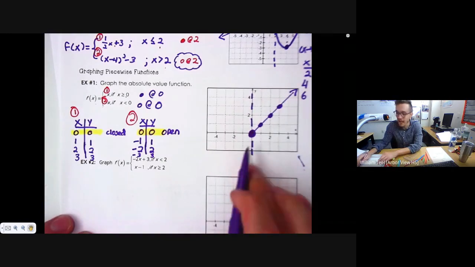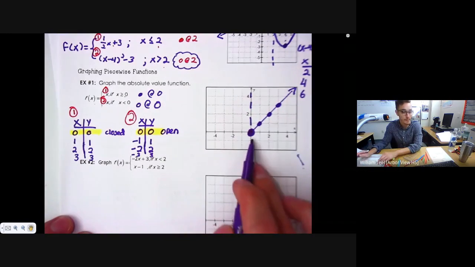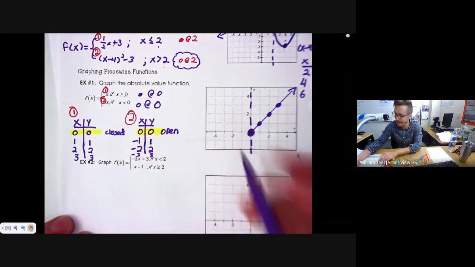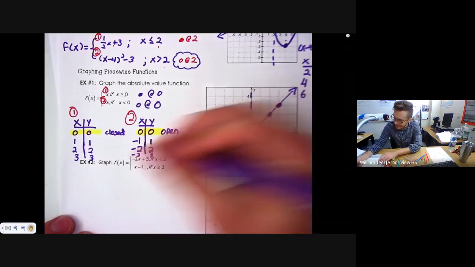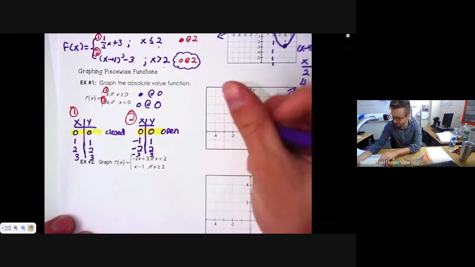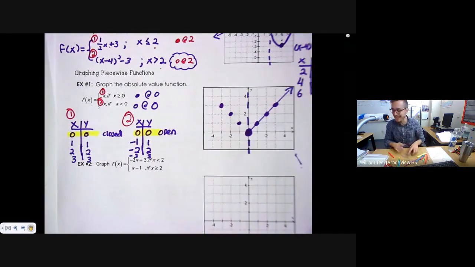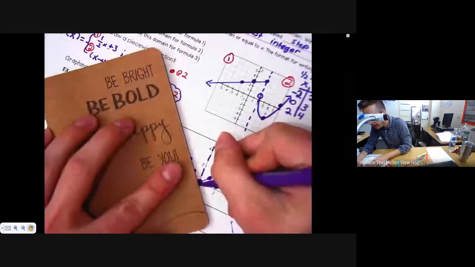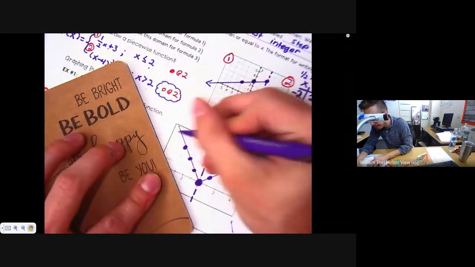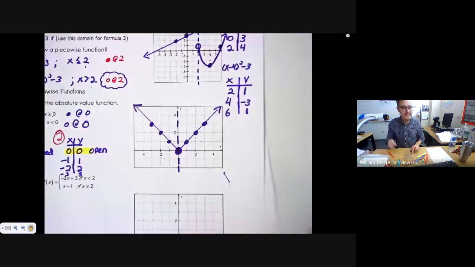But keep in mind that the other function already takes care of that point, so we're good to go. Negative 1, up 1, that's going to be right here on the graph. Negative 2, up 2 is right here. Negative 3, up 3 is right here. So I have now graphed the left-hand side of that piecewise function. So this is going to be the graph of my piecewise function.